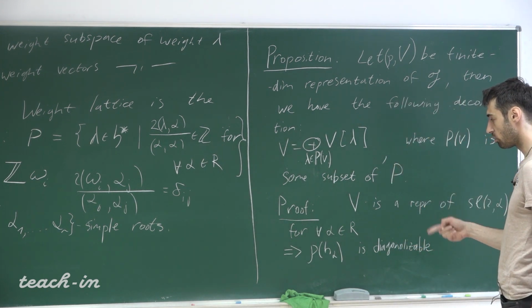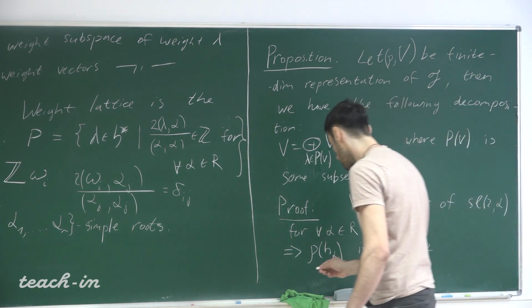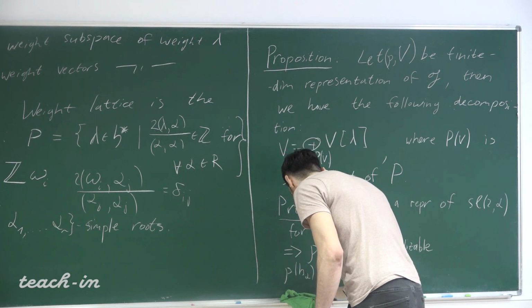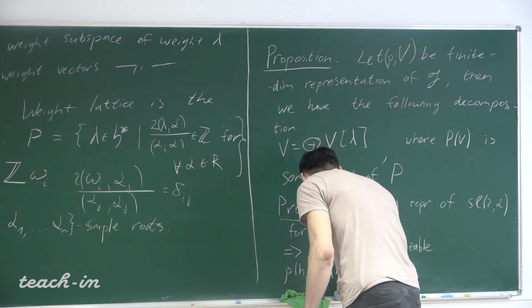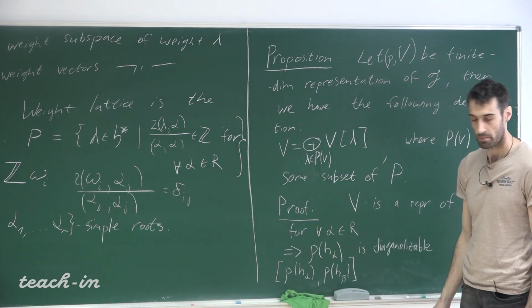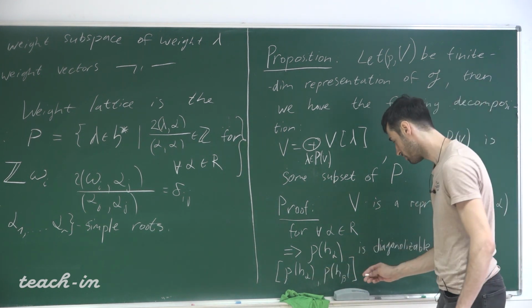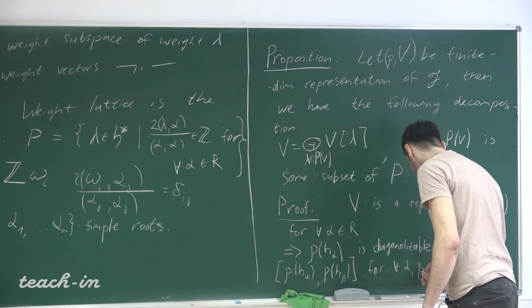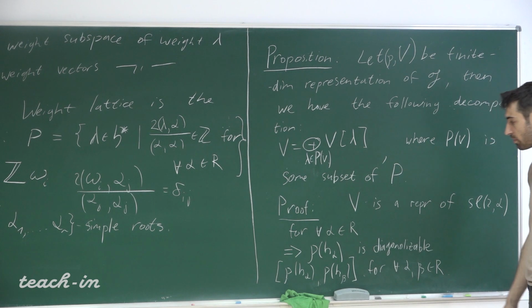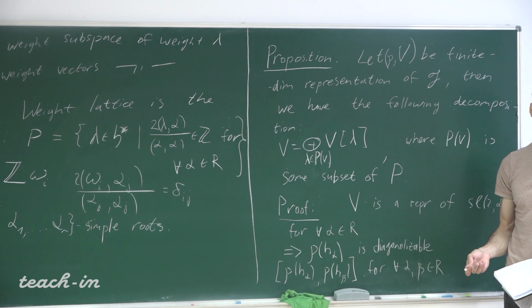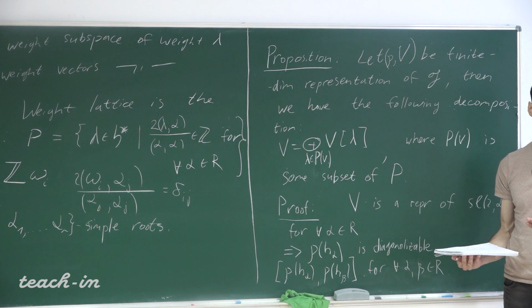And also all rho H alpha with rho H beta, they commute, right? Because the Cartan subalgebra is commutative, right? And this is for any alpha and beta in R. So we have a bunch of linear operators that are diagonalizable and they commute. Therefore, using linear algebra, we can simultaneously diagonalize them.